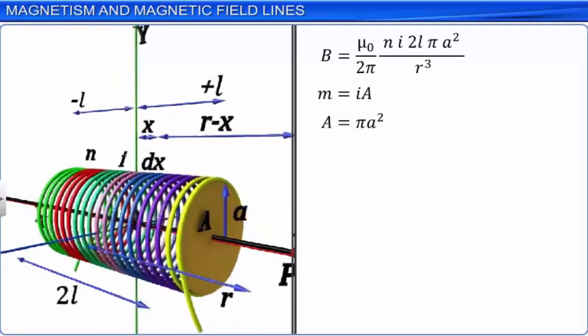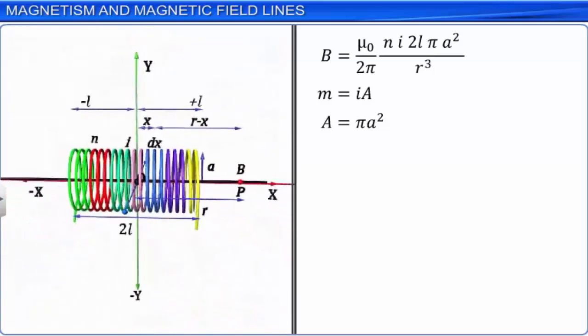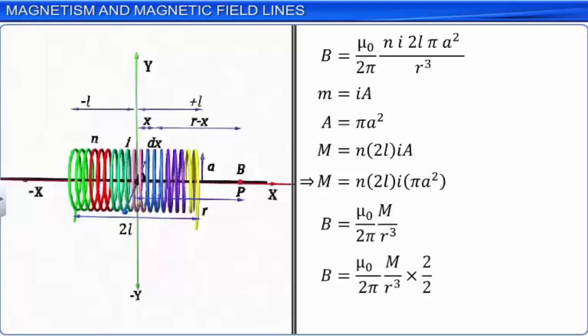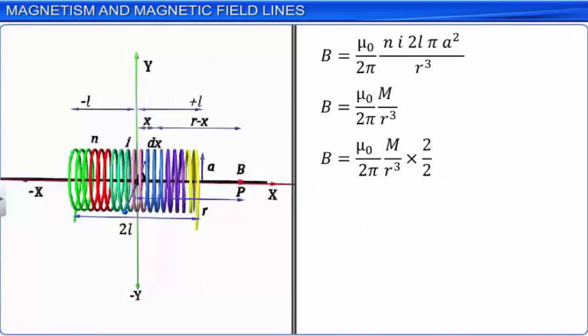Substituting M for the terms in the expression for magnetic induction, we get the magnetic induction B equal to mu naught by 2 pi into M by R cube. On multiplying the numerator and denominator with 2, we get the magnetic induction B equal to mu naught by 4 pi into 2M by R cube. This is the same expression that is used to find the magnetic induction at a distant point from the center of a bar magnet on its axial line.